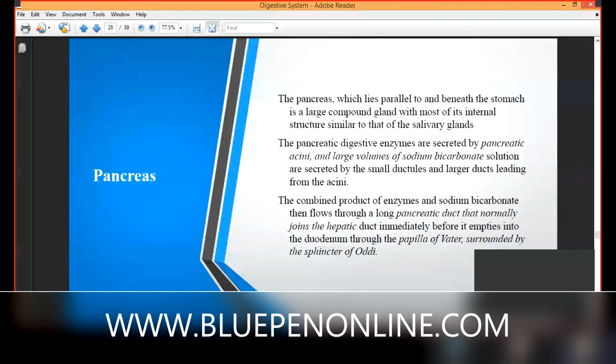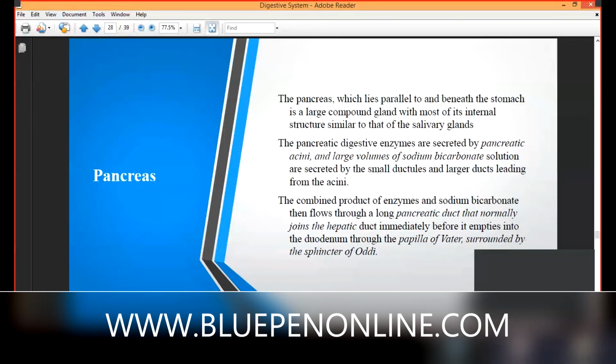Okay, so the pancreas. Pancreas lies parallel to and beneath the stomach. It's a compound gland.